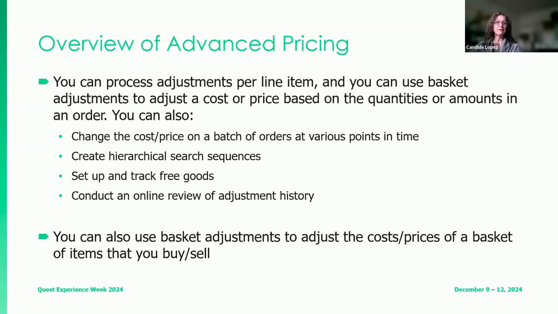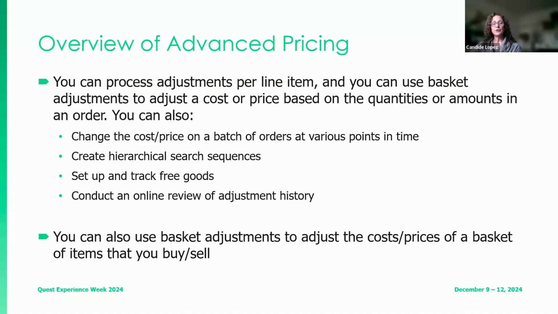Again, you can do it in basket adjustments. You can do it in order level adjustments. And you can do some of the following things. You can change either a cost or a price, cost being a purchase order, price being a sales order, and you can do that in batches at various different points in time. It can be at receipt. Obviously, it's initially at order entry, but it can be at receipt of a PO. It can be at ship confirm of a sales order, and you can run it in batch.